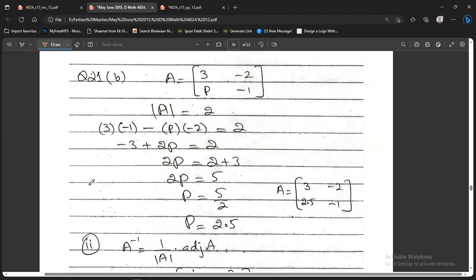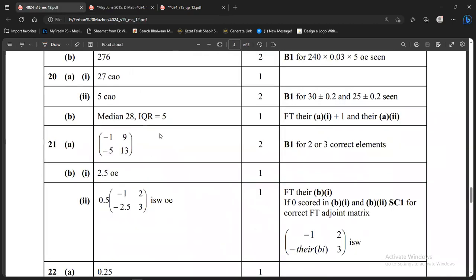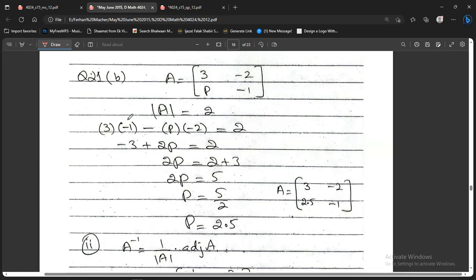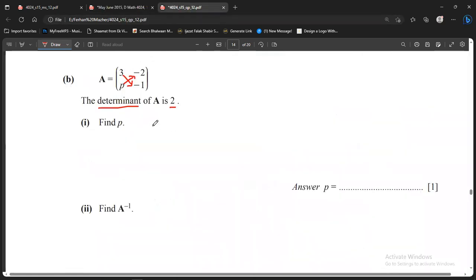So 3 into minus 1 minus P into minus 2 equals 2. Minus 3 plus 2P is equal to 2. So 2P is equal to 2 plus 3. 2P will be equal to 5. P will be equal to 5 by 2. So P will be equal to 2.5. So we got the value of P. That's 2.5. Our answer is right.